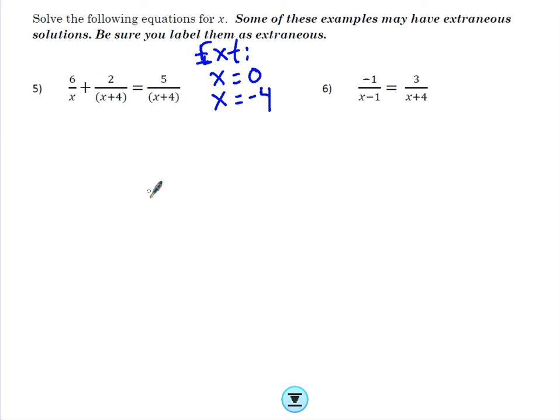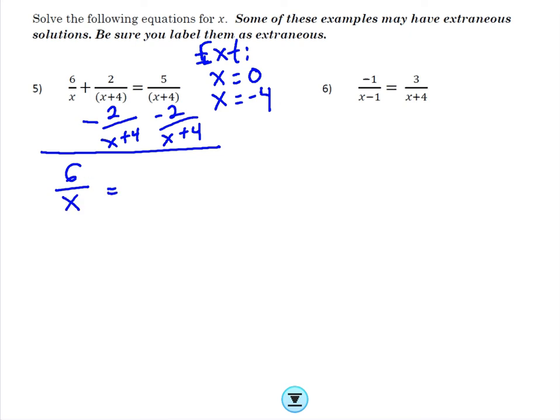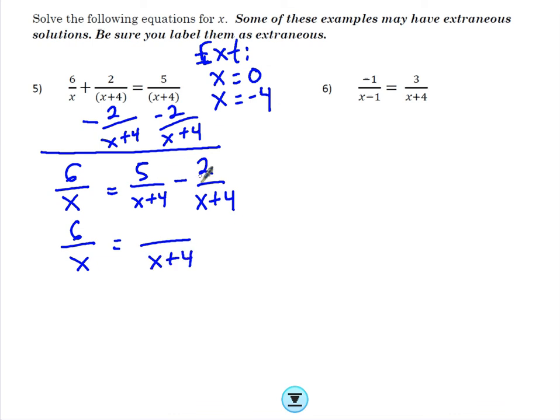I'm going to go ahead and solve this. I'm going to try to get both of these rational expressions with the denominator of x plus 4 to one side. So I'm going to subtract 2 over x plus 4 from each side. So I get 6 over x equals 5 over x plus 4 minus 2 over x plus 4. So 6 over x equals, the denominator is the same and stays the same, and then we subtract the numerators. 5 minus 2 is 3. And then we are going to cross multiply.